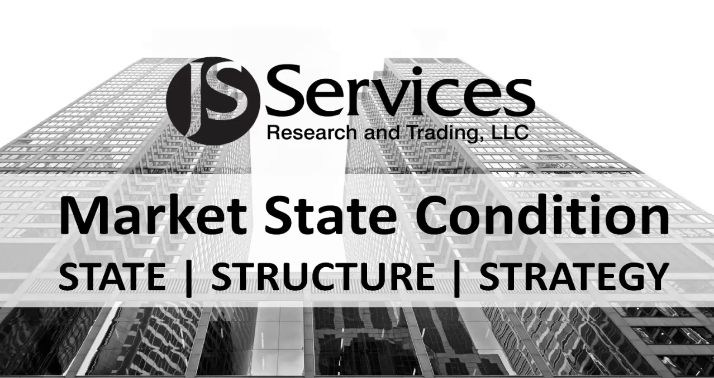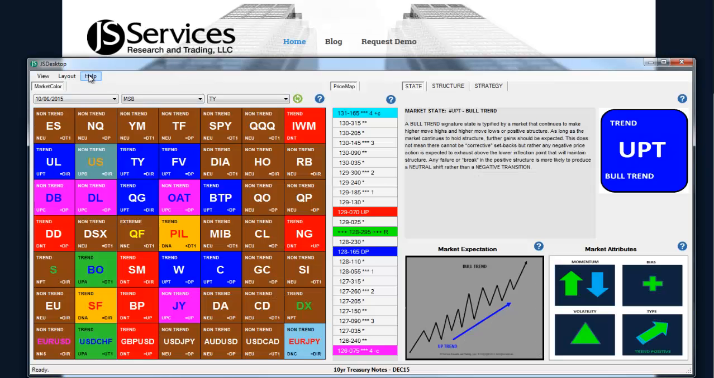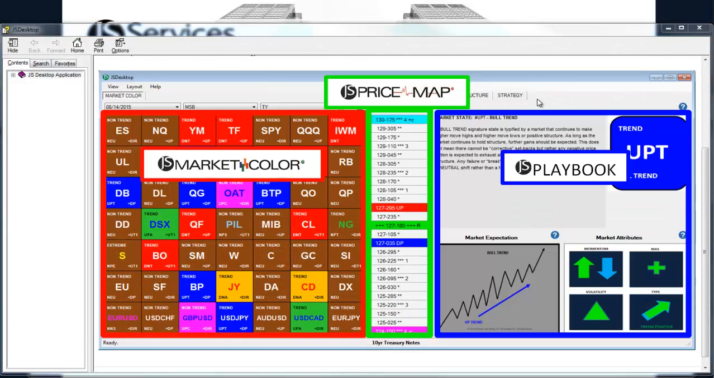The market state is broken up into three parts: the state itself, the structure of the state, and the inherent strategy themes that support the state and structure. The desktop application is broken up into three sections as well. I'm going to use the help tree that's embedded in the application, which provides further detail on all aspects of the desktop application. The market color section is JS Services indicator that defines the market state. The price map, its structure, and the playbook, the inherent strategy themes.